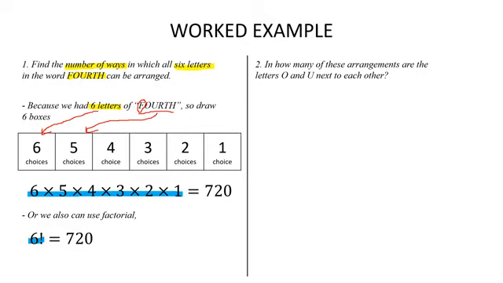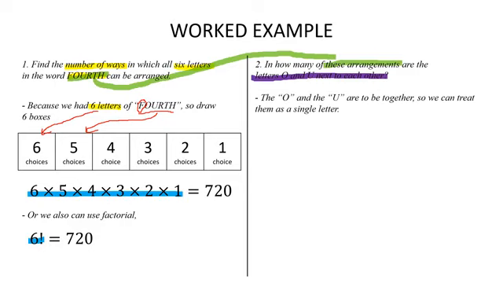Now we look at the second example. In how many of these arrangements, which is the same question, are the letters O and U next to each other? Now we have a condition, which is that letters O and U must be next to each other. So the O and U are to be together, so we can treat them as a single letter, like one letter only.